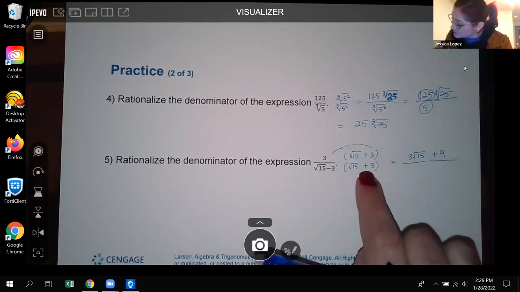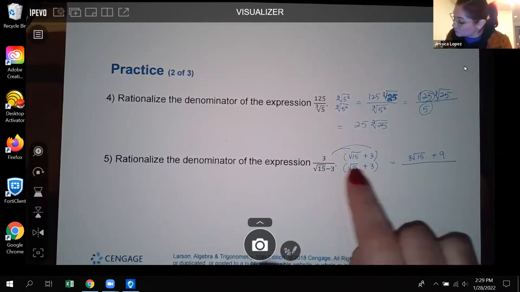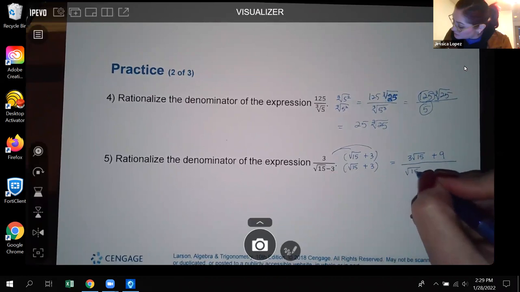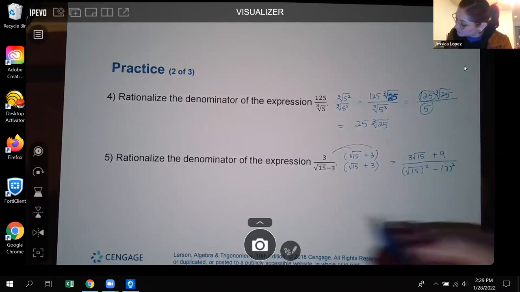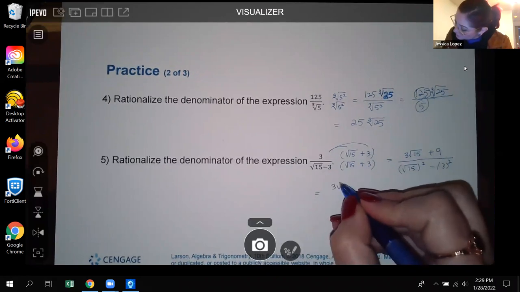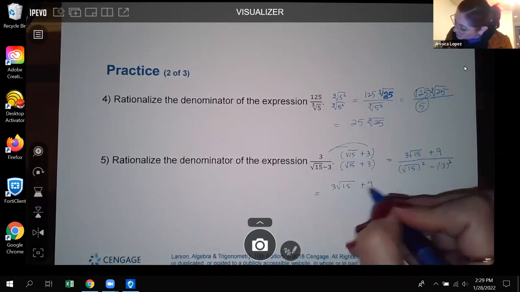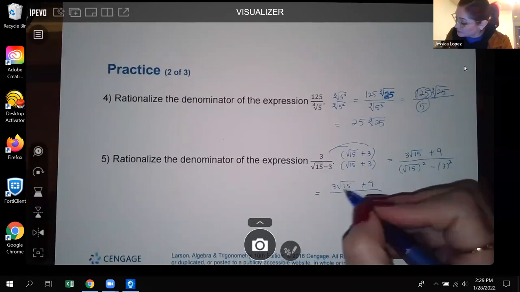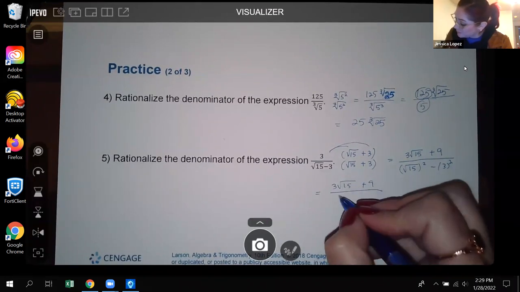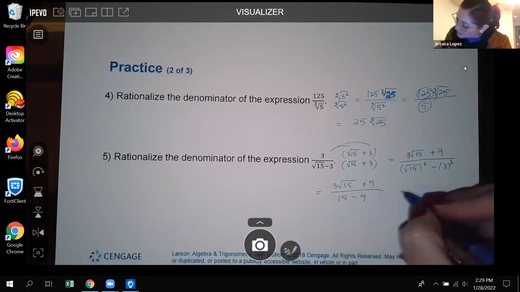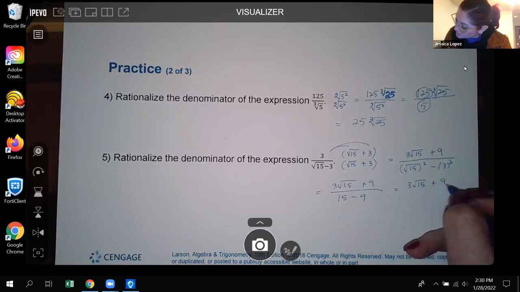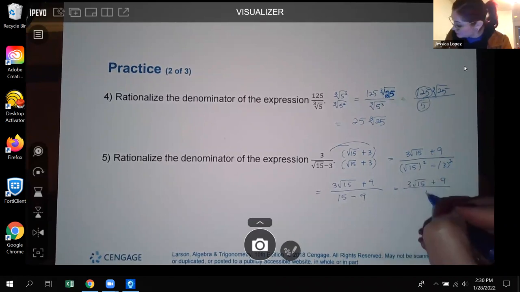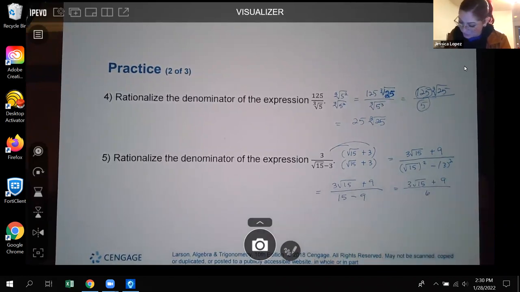At the bottom, this is literally the formula for the difference of cubes. So I end up with this thing squared minus this thing squared. So I have 3 square root of 15 plus 9. These cannot be combined. This has a radical. This does not. But I have 15 minus 9. What is 15 minus 9? 6, I think. Yeah. But these can all be reduced.